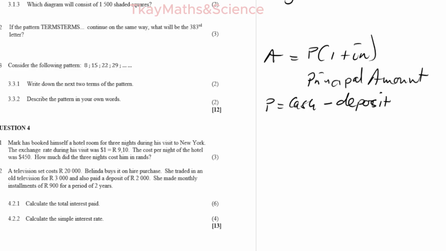So we have to take out the deposit from the cash price. The cash price is 20,000, then the deposit we made is 2,000. So our principal amount is going to be 18,000. There you go, that is 18,000.